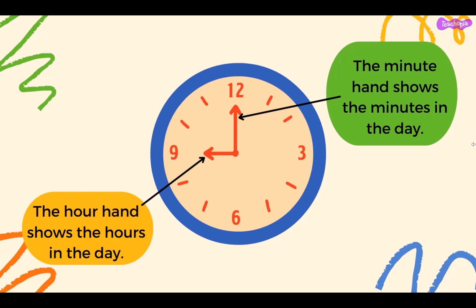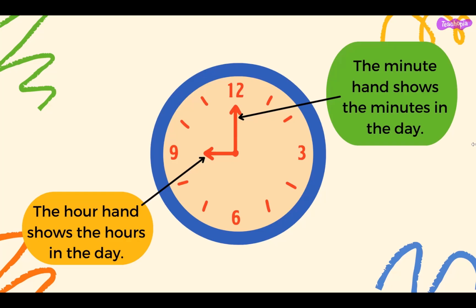In order to read time, the most important thing is to be able to understand the hands of the clock. So the longer hand shows the minutes and is called the minute hand, and the shorter hand is called the hour hand and it shows the hours on the clock.